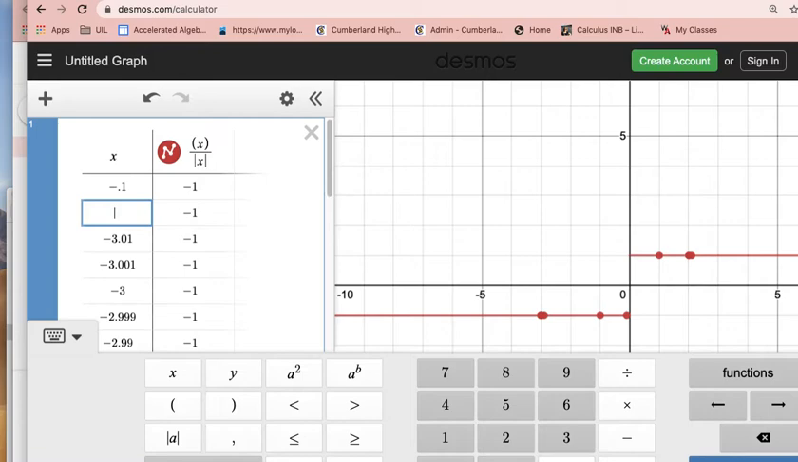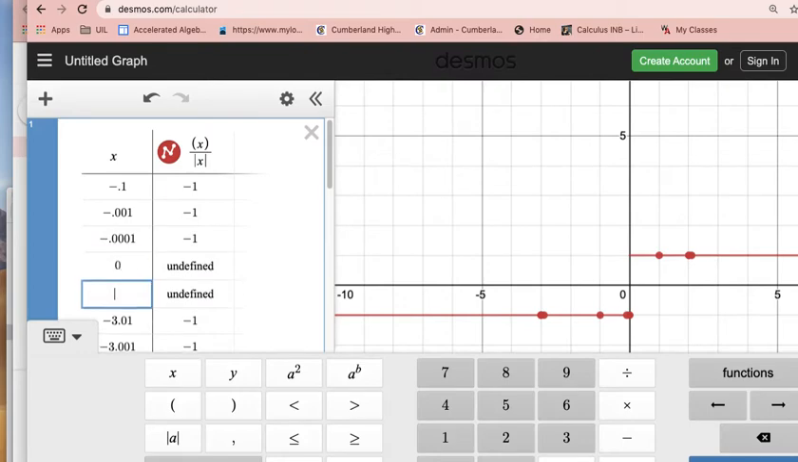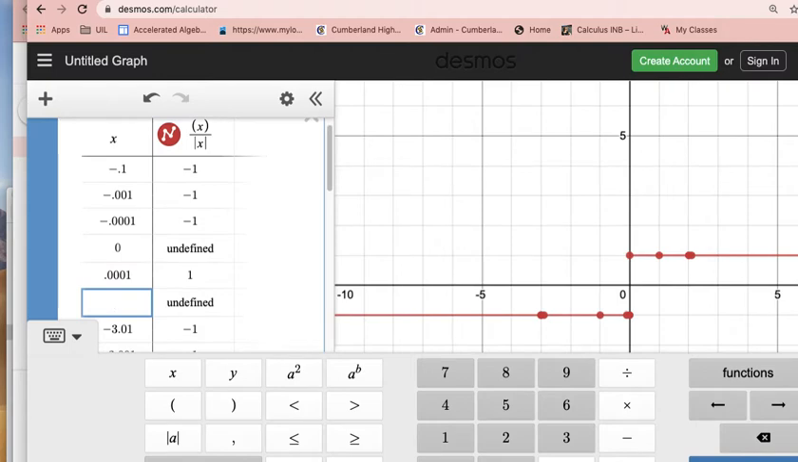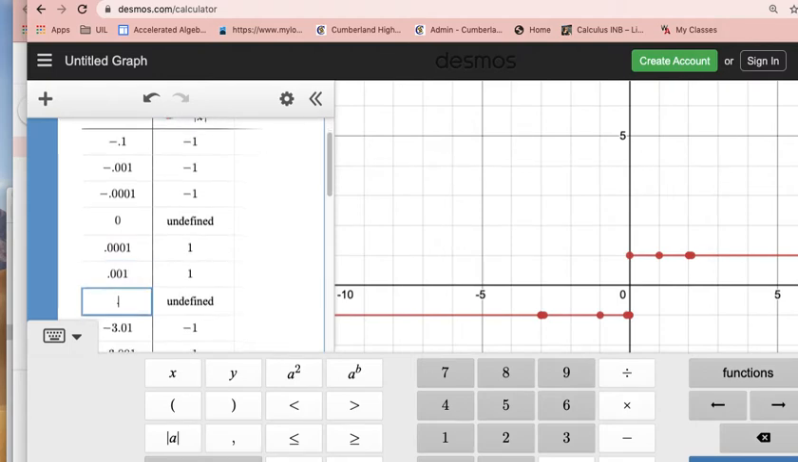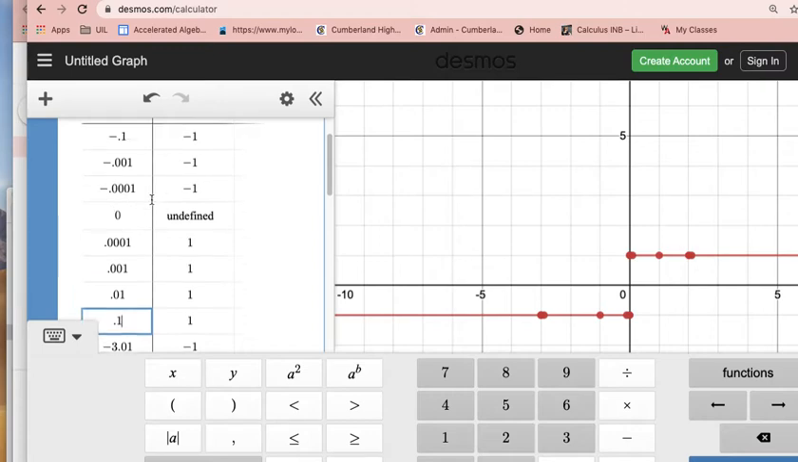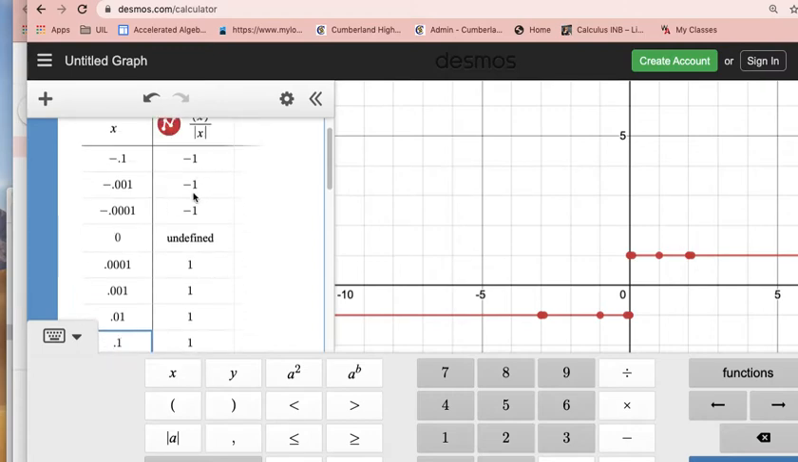Negative 0.1, negative 0.001, negative 0.0001, 0, 0.0001, 0.001, and then 0.1. I put too many, but look what's happening. When x is negative, I just get negative 1. When x is positive, I'm getting positive 1.